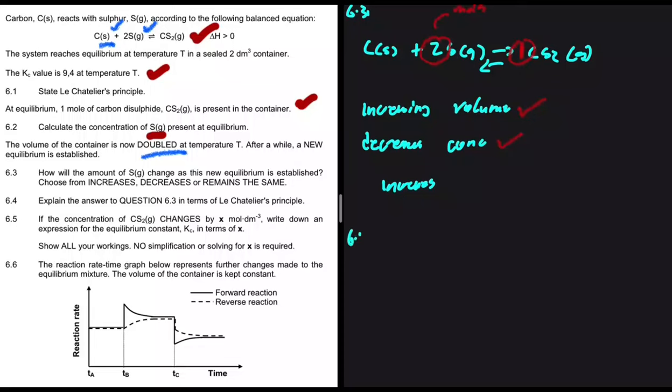The Kc is not going to change because in order to change the Kc value, we need to change the temperature, right? So the Kc is still equal to 9.4. The only change that is occurring is with regards to the concentration. Well, let's go ahead and draw our table.